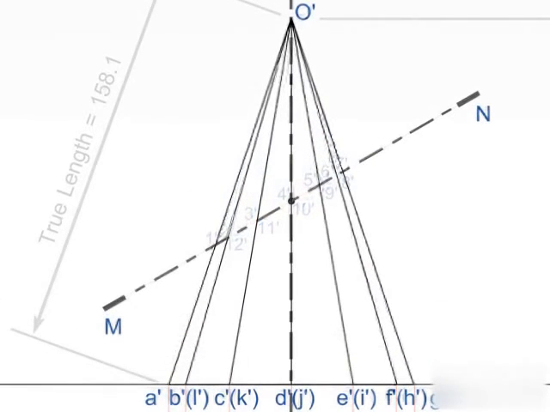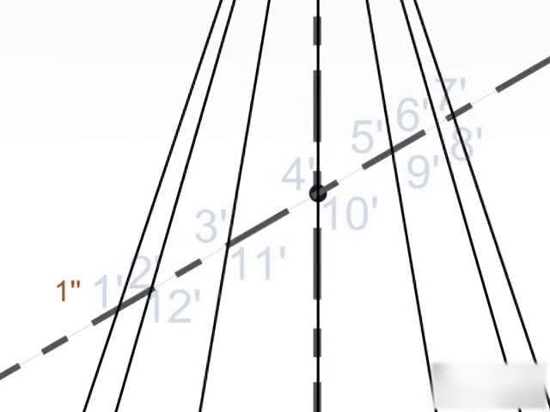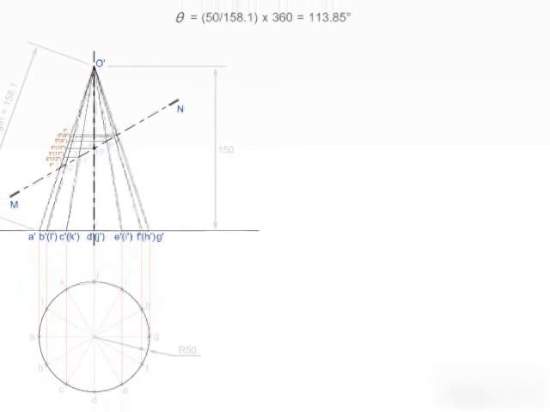In the front view, project point 1' onto the slant edge O'A' to get the point 1'. Similarly, project points from MN to the slant edge O'A' and mark the points. Now we look at the development of the cone.